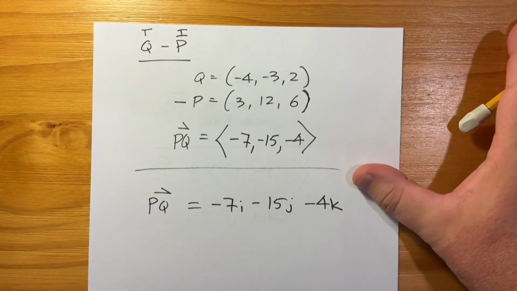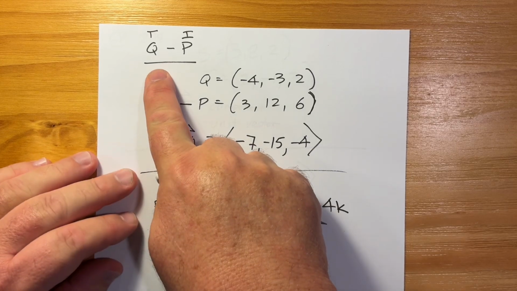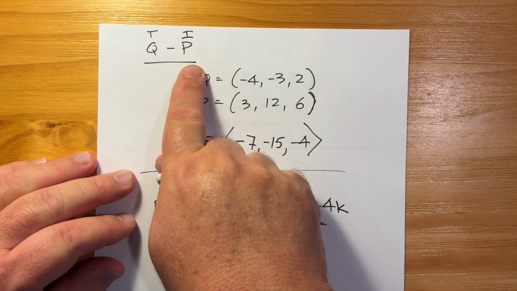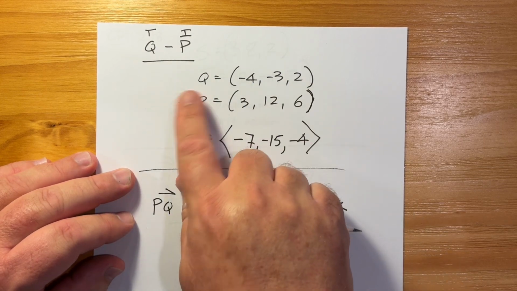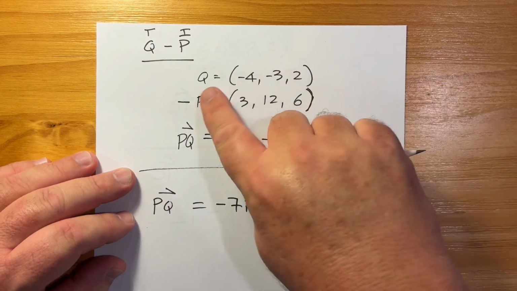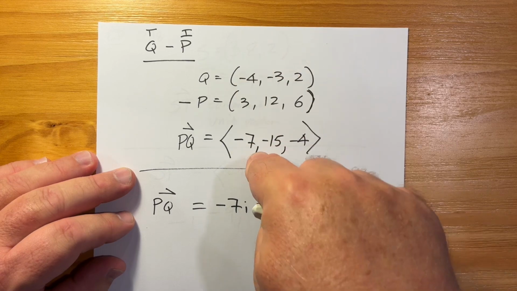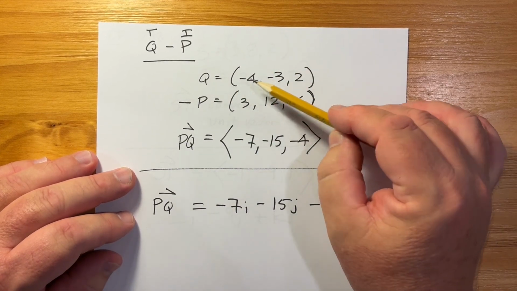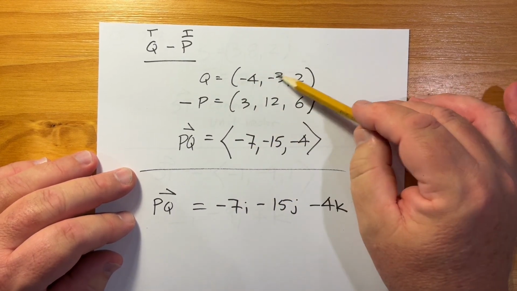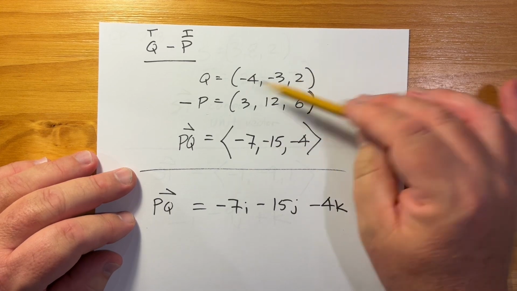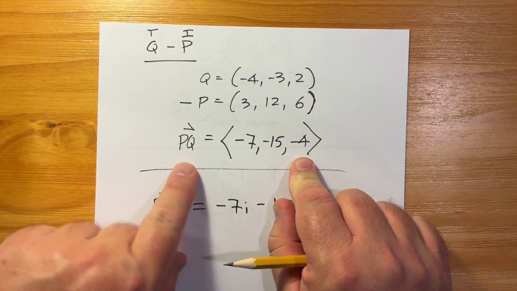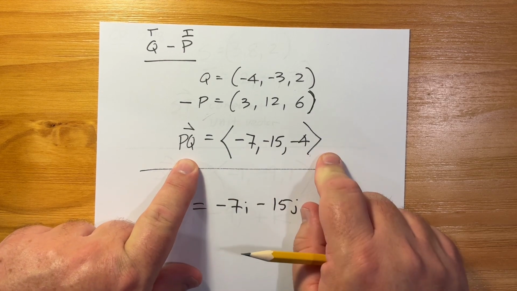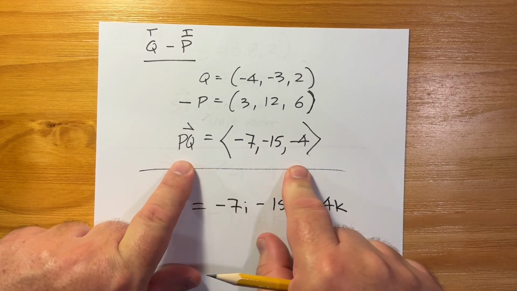Well, remember, Q is the terminal point and P is the initial point. So it's terminal minus initial, right? So terminal minus initial. I line them up this way so you can just do kind of like matrices, right? So it's -4 minus 3 is -7, -3 minus 12 is -15, 2 minus 6 is -4. That is the vector, and then this is already in component form, so that's the answer for component form.